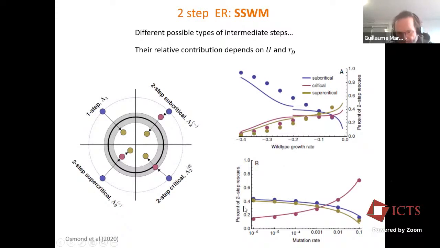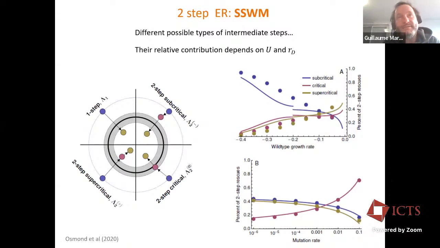If you look at that same genetic basis of the 2-step rescue, but depending now on mutation rates, then you have a different trend, which is that as you increase mutation rate to high values, these are, again, the dots are simulations. The lines are analytic approximations. Then for low mutation rates, most of your rescues are either subcritical guys or supercritical guys. But for an increase in mutation rate, you start to have more contribution from critical guys.